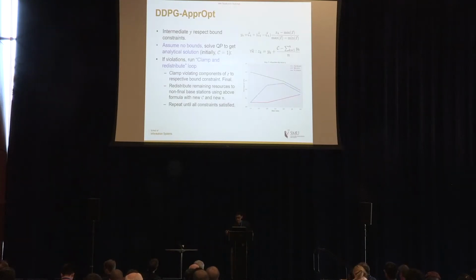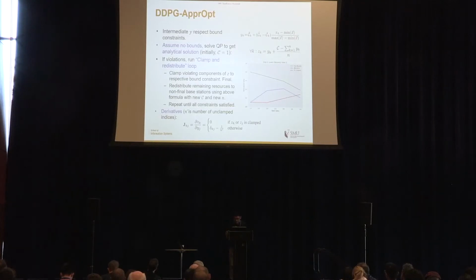So initially, you start with an infeasible allocation, then you apply the formula, and some of the components go below this red line. Then you clamp them. That happens again. So you clamp them to the respective constraints, and then you redistribute again. And that's how you get a feasible solution.